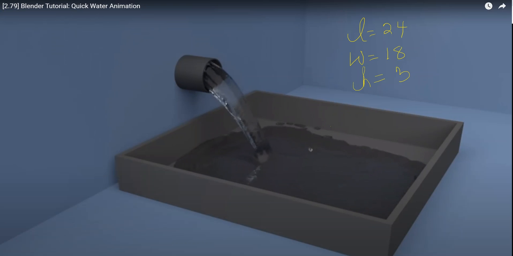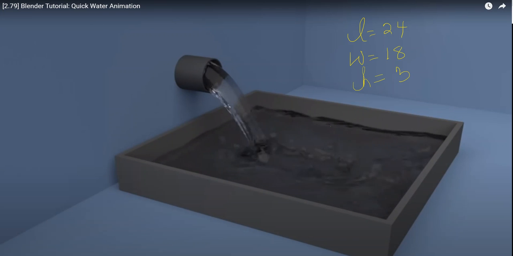Hey everyone, my name is Olaf and today I'm going to show you how to make this exact animation from start to finish in Blender.